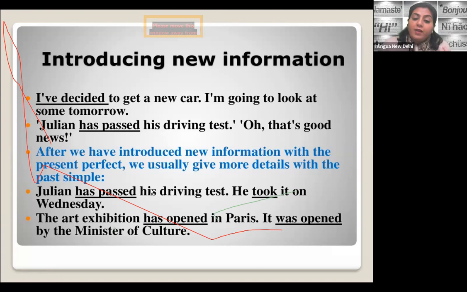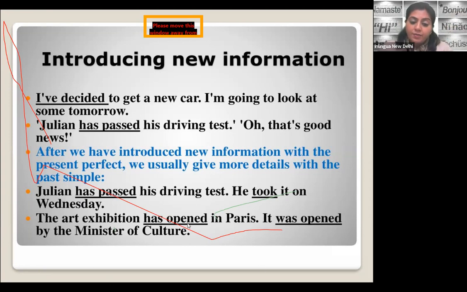Now, if somebody wants more information about the new thing that you told them, you can add more information using the past tense. For example, Julian has passed his driving test. This is present perfect. He took the test on Wednesday. Simple past, on Wednesday. So you're adding more information.